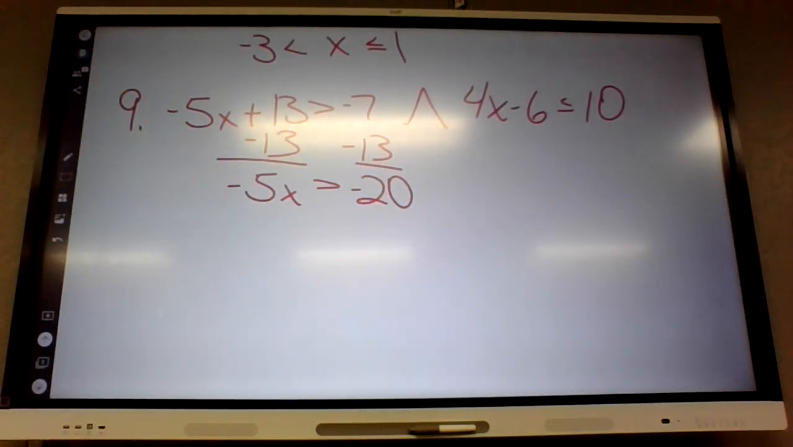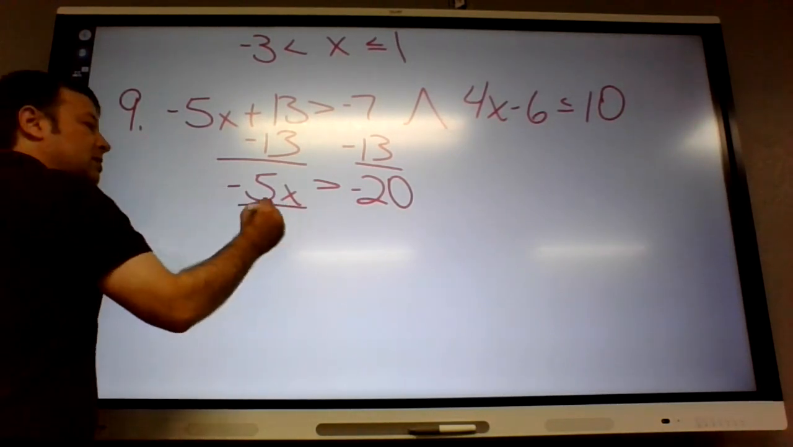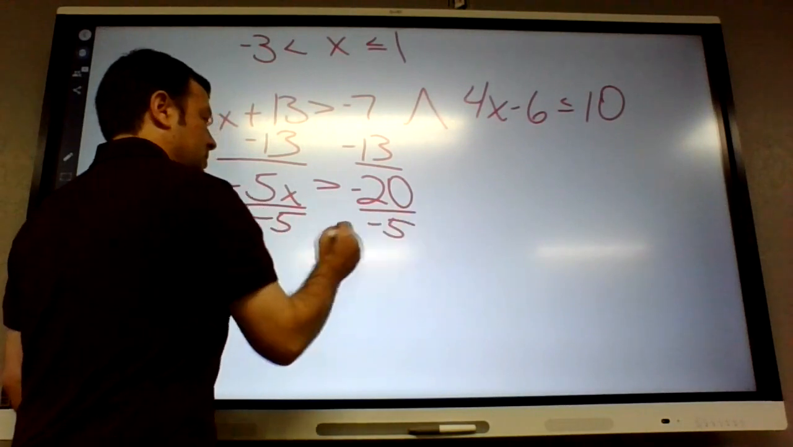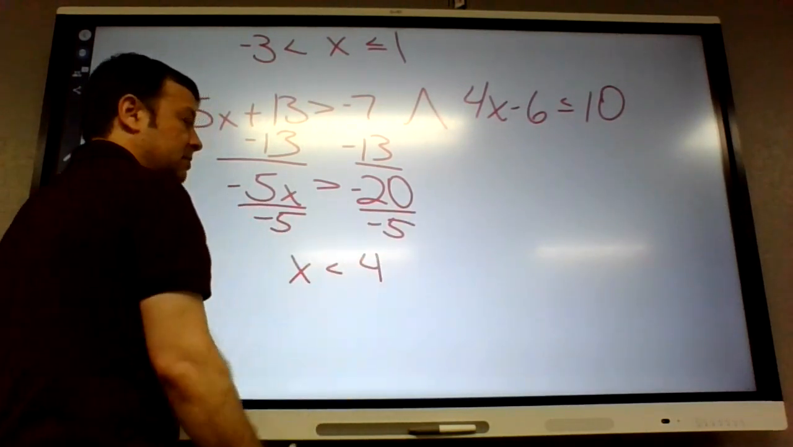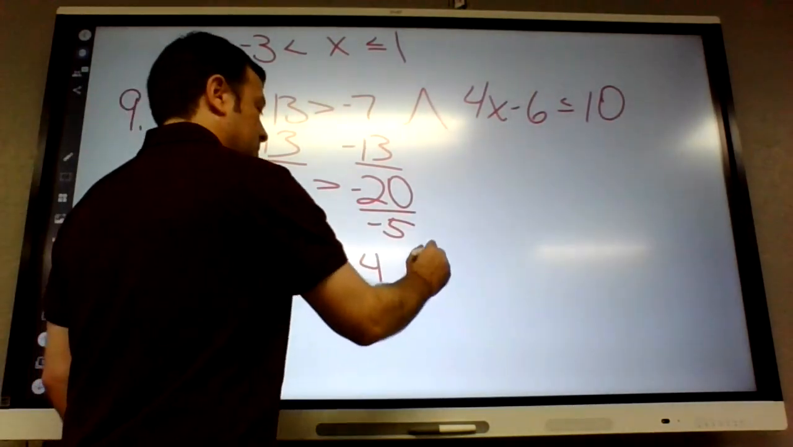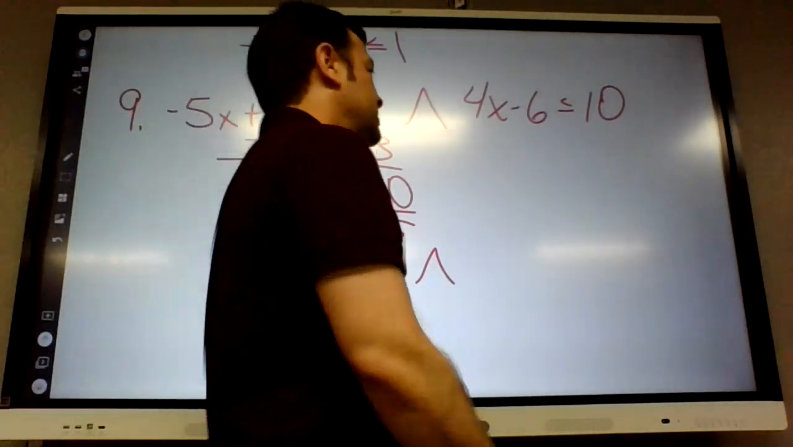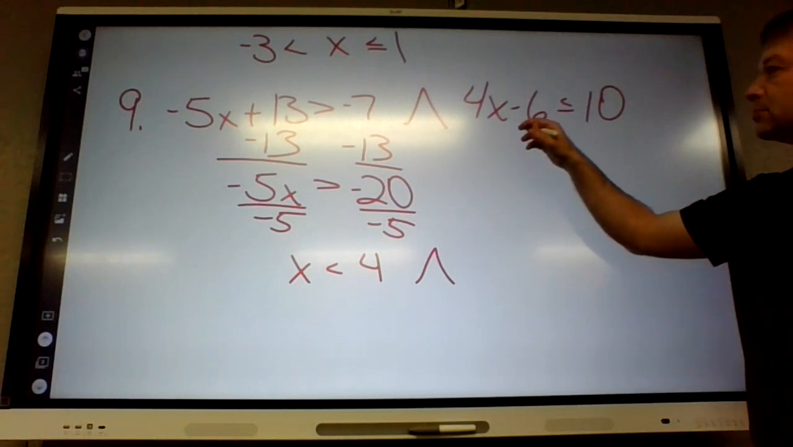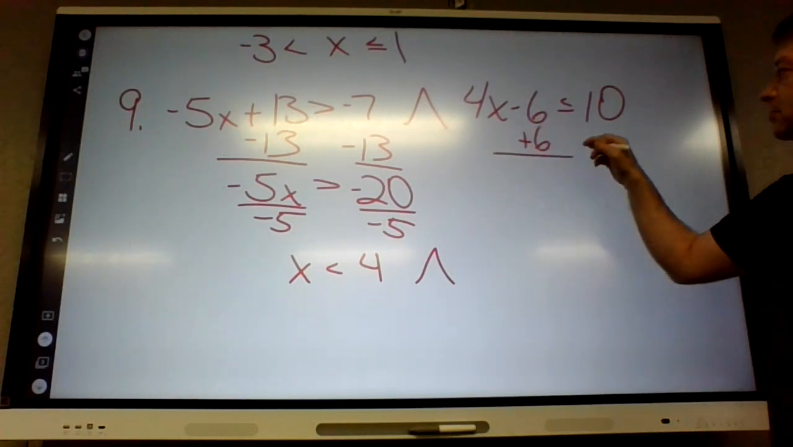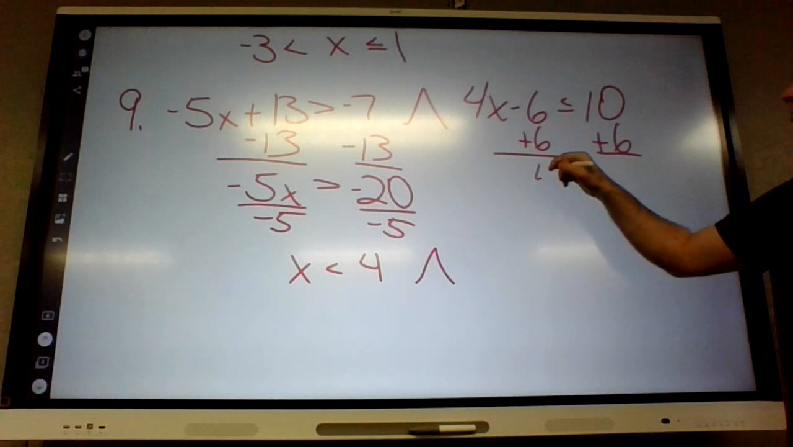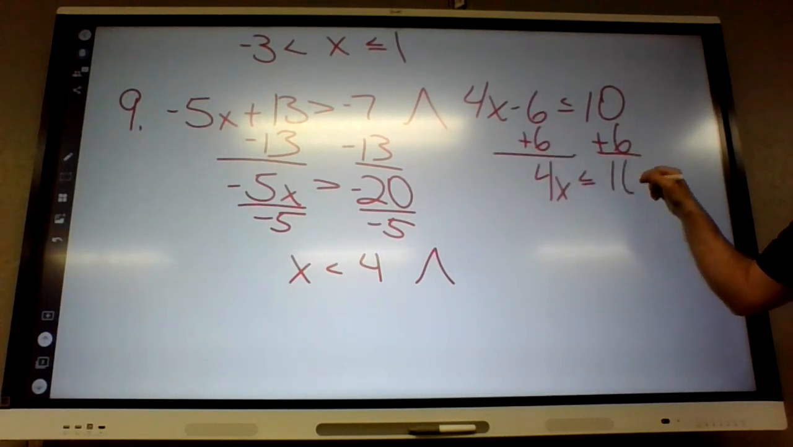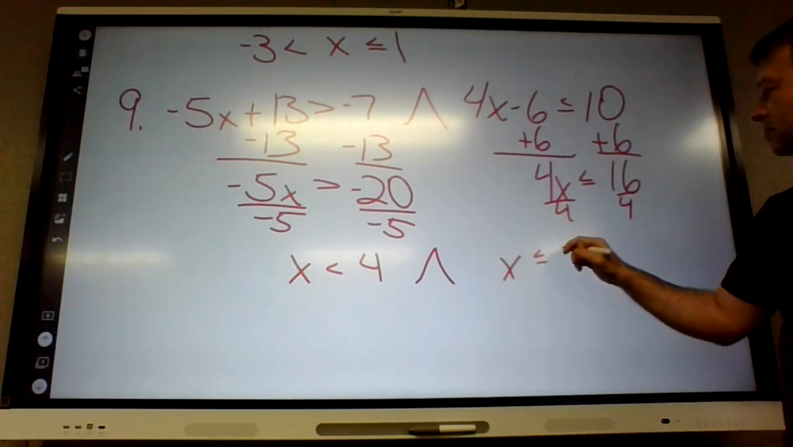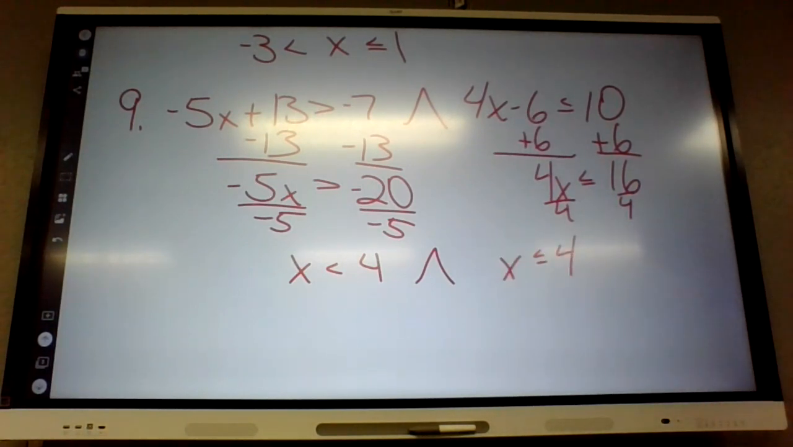Negative 7 minus 13 is negative 20. And then you divide by -5. And the sign would switch. Okay, the sign switches. How about this one? And for that one, you add 6. And then you divide by 4. And the sign stays the same. This is kind of a weird one.